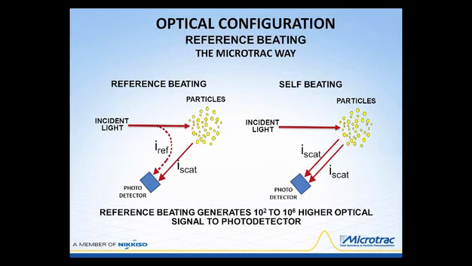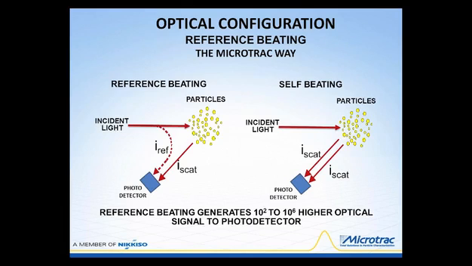The other configuration does not use a reference beam, but it depends upon the fact that the scattered light can mix with itself and give us a beat signal. We have been using reference beating. That was initially called heterodyne detection, as opposed to the self-beating, which has been called homodyne beating. That terminology is changing to what I have indicated here in a recent ISO revision of the dynamic light scattering standard. So we'll use the newer description.